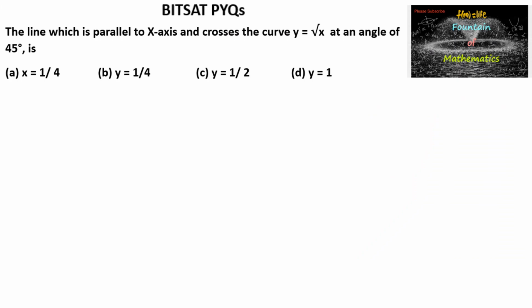The line which is parallel to the x-axis crosses the curve y is equal to root x. So we can say y is equal to root x is the graph like y square is equal to x. It's a semi curve, and a line parallel to the x-axis means we can consider one line. It cuts the graph at one point at an angle of 45 degrees. Means the tangent at this point is 45 degrees or 135 degrees, we can consider.